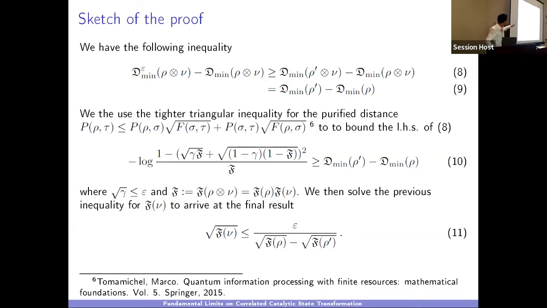And gamma is an epsilon factor because the optimizer is epsilon close to rho tensor ni, and f is just this quantity which is multiplicative by assumption. And then we can just solve the inequality for f of ni, and then in the final result, it's a matter of calculation. We can bound the square root of f of ni with epsilon multiplied by a constant. This is basically the data processing gap, the constant between f of rho and f of rho prime.